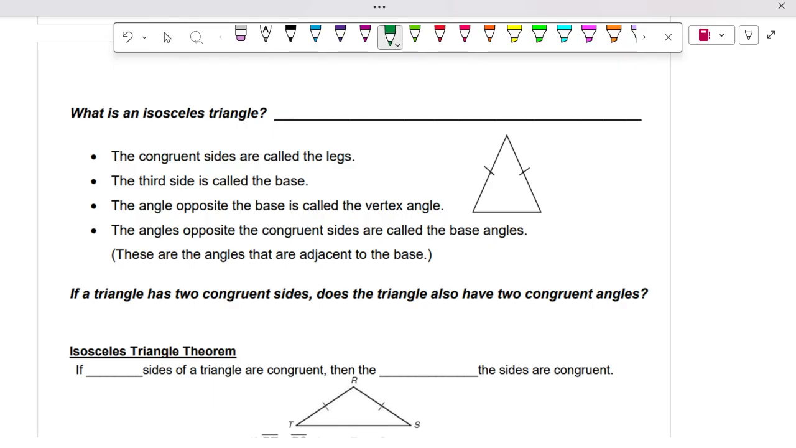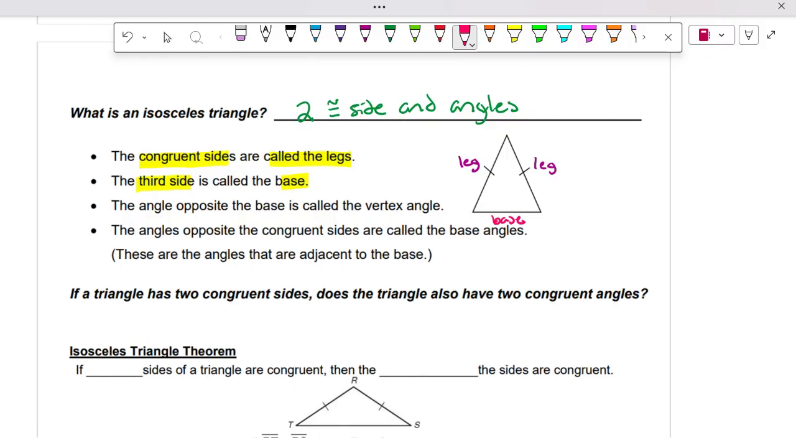So, isosceles triangles. When it comes to isosceles triangles, there are also some theorems that go along with them. So remember, isosceles triangles have two congruent sides and angles. Just so you know, the two congruent sides are called the legs. So these two congruent sides, this is a leg, this is a leg. The third side is called the base. So the non-congruent side is called the base. So this side right here is the base.